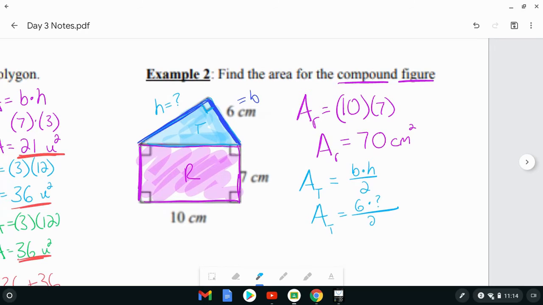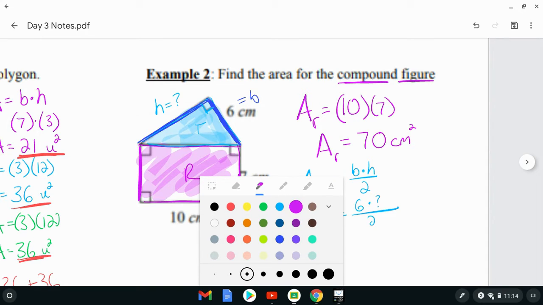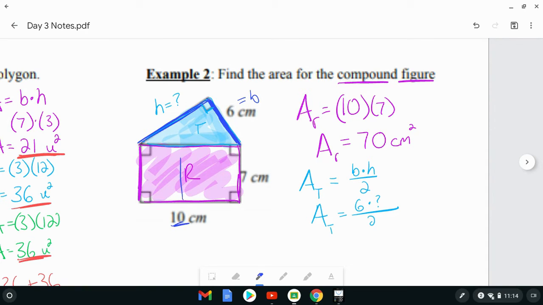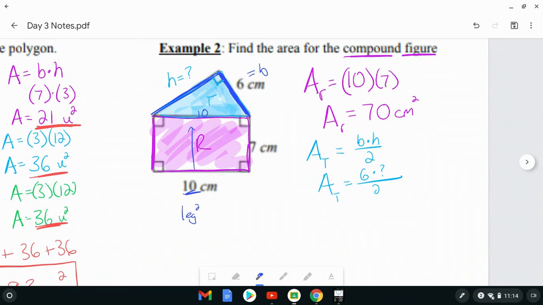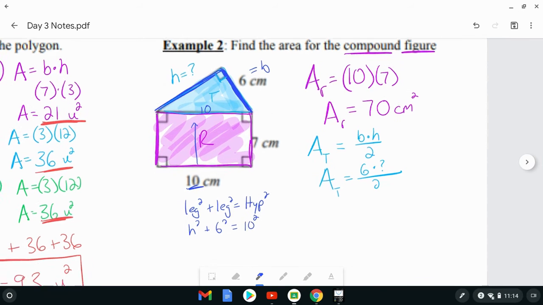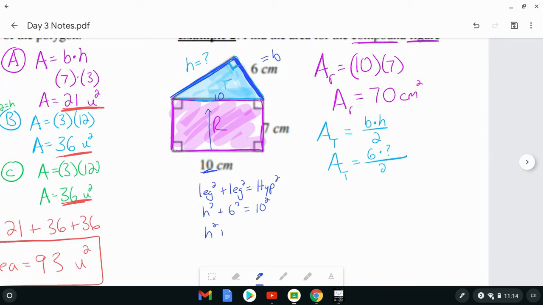Now we don't have that height, but from the looks of it, we can take a look at that triangle itself and create a right triangle to help us find that height. If you look across from the rectangle side, look straight across, we know that this length is 10. On a right triangle, leg squared plus leg squared equals hypotenuse squared. So we can use the Pythagorean theorem, h squared plus 6 squared equals 10 squared, to find that third side. We're using old knowledge to help us find the length of that leg.